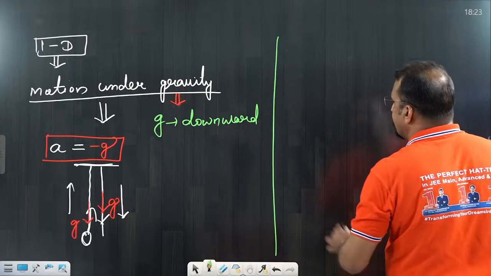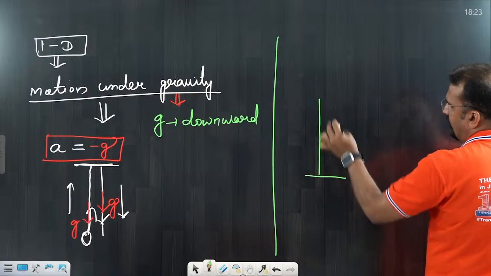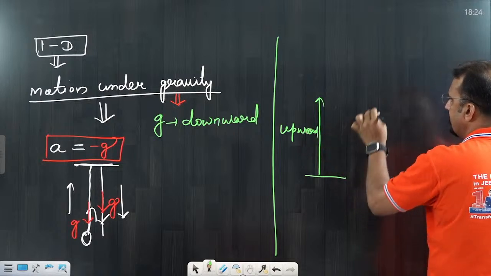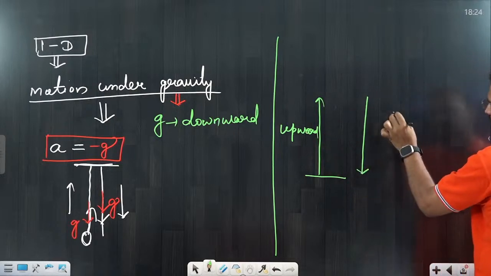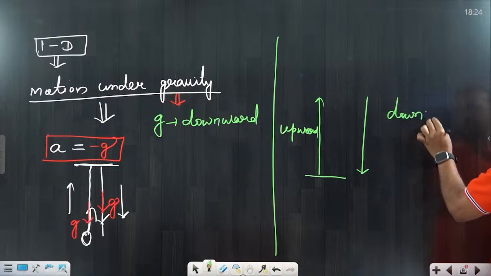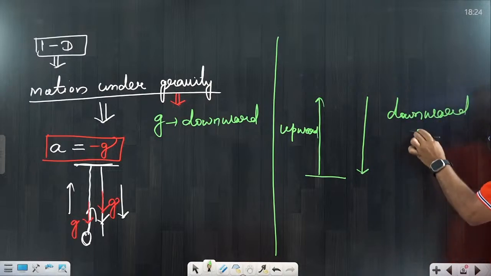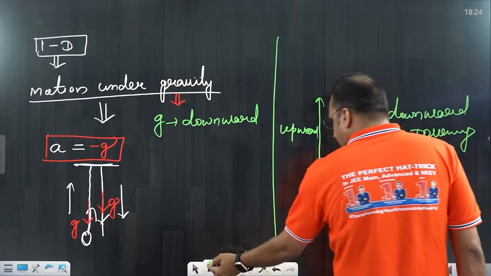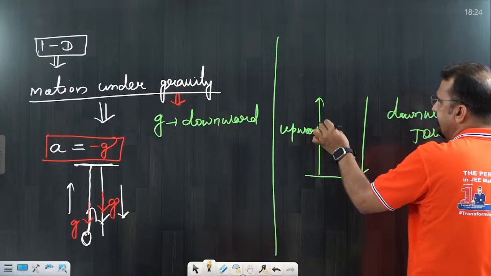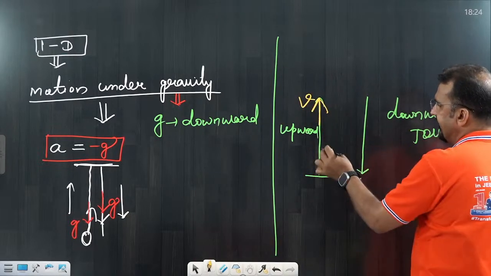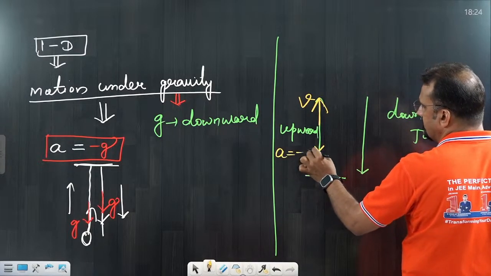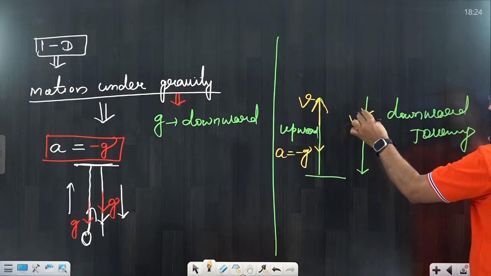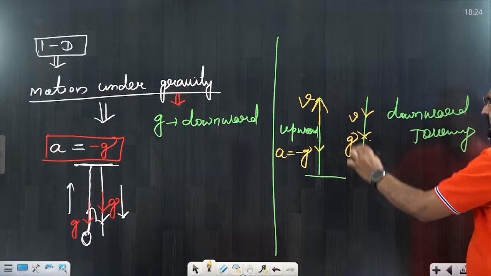Now you tell me, very important. When the ball goes upward, this is the upward journey. When the ball goes downward, this is the downward journey. In the upward journey, the ball has velocity in which direction? In the upward direction, and acceleration is in the downward direction only, minus g. When coming downward, velocity is in the downward direction and acceleration is always in the downward direction.